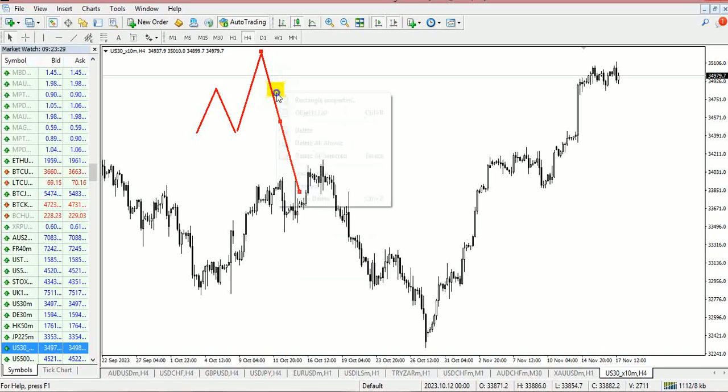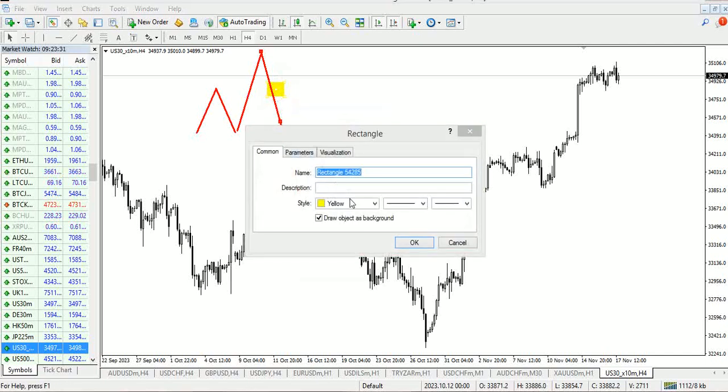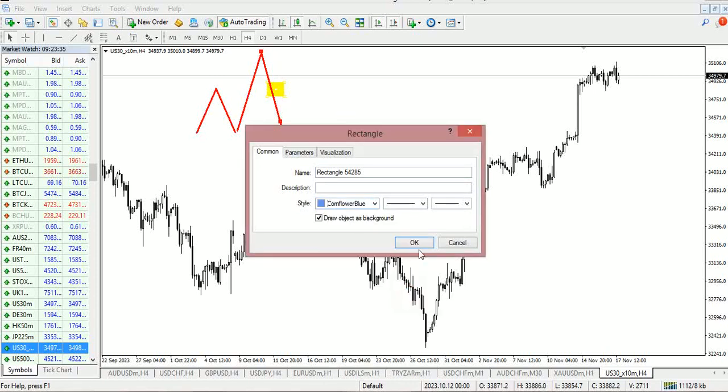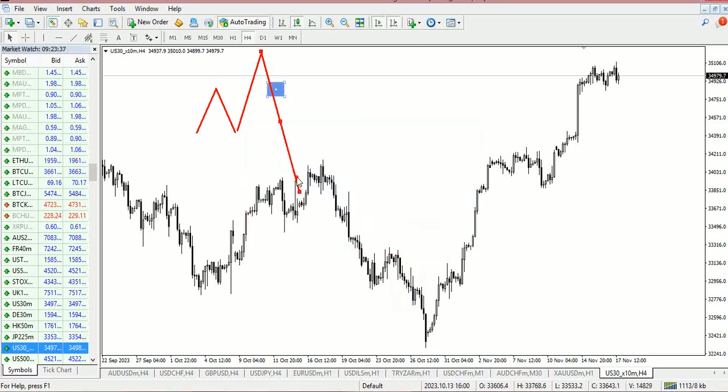Change the color. Okay, we'll go for blue. I think blue is fair. Okay, so you have this shoulder, and then you have this head, and then the price was deciding to drop, this is a drop, and then it left the base.